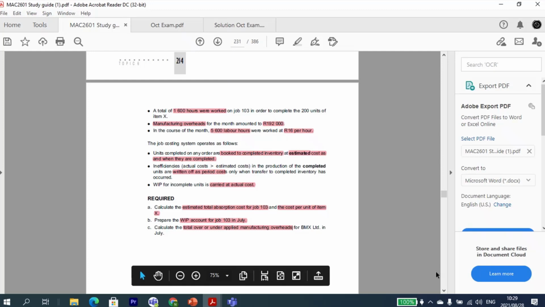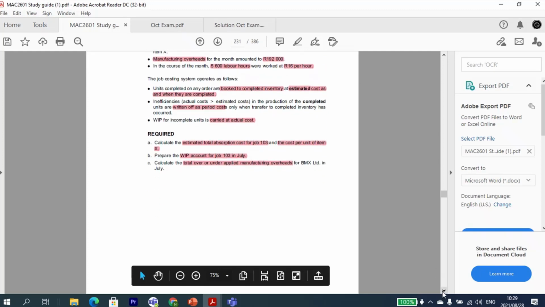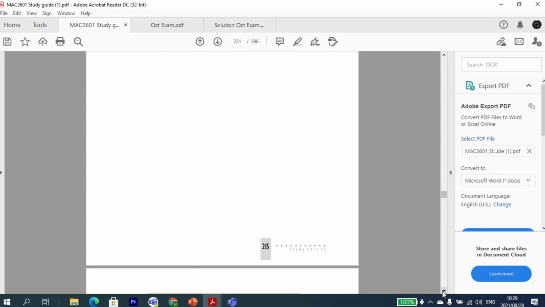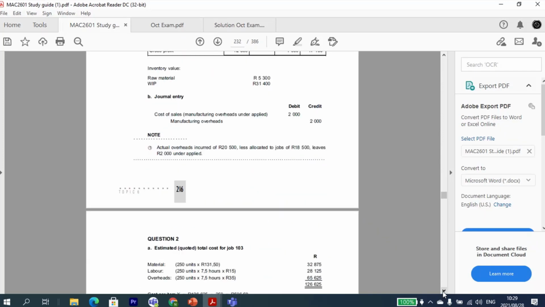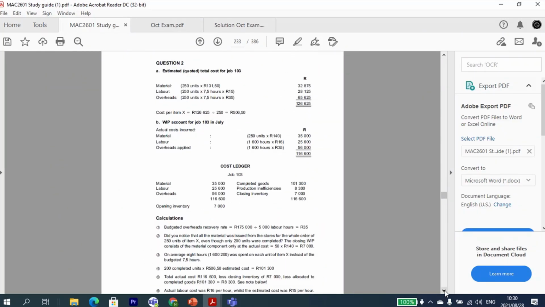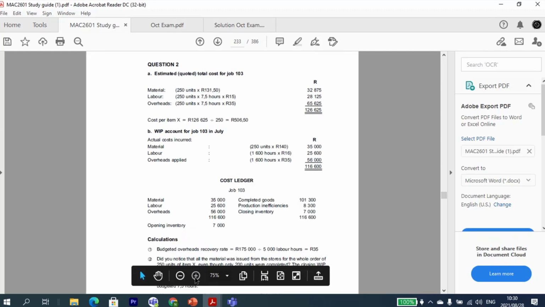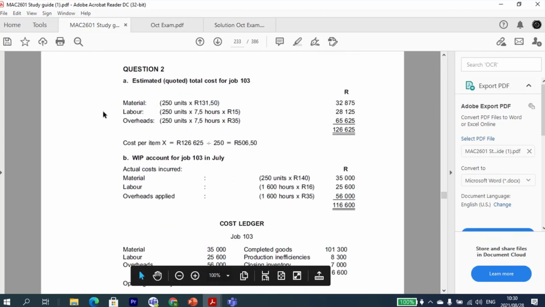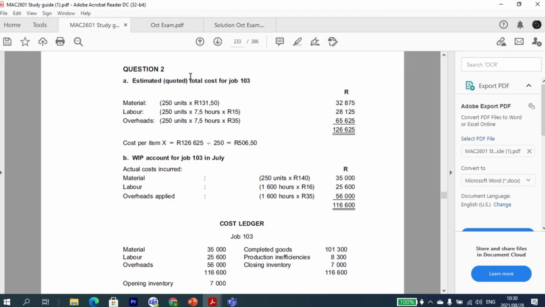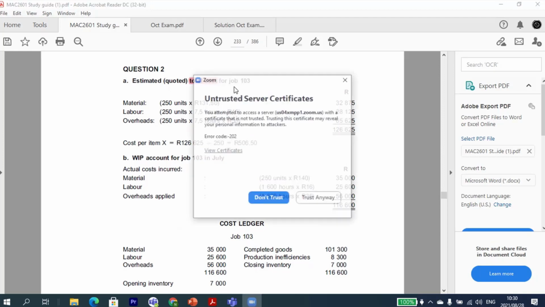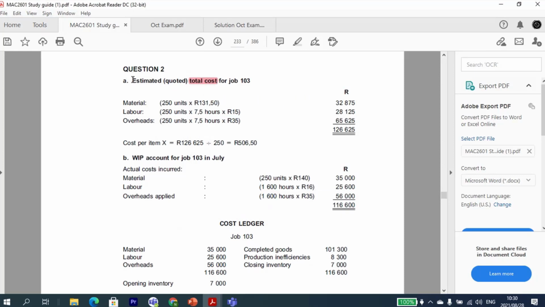Okay, so pretty much straightforward. Let's see what it is that they wanted us to look at. So let's look at question 2 solution. I hope you can see. So as I mentioned, total cost, absorption cost. This is the code for the job, right? Interestingly, this is the code for the job because this was an order that was made, right?